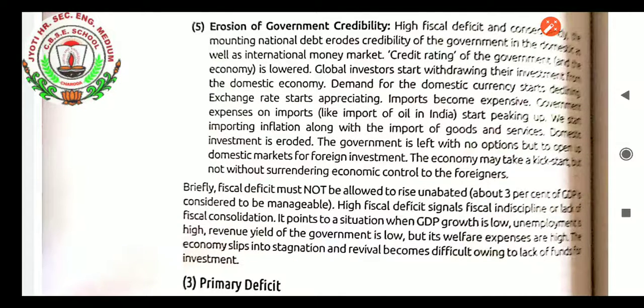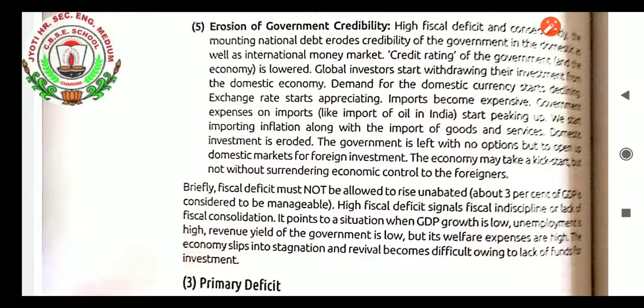Domestic investment is eroded, because whatever investment we are doing is going to outside the country. So in that way, it is very wrong for our nation's development. The government is left with no option but to open up the domestic market for foreign investment. The economy may take a kick start, but not without surrendering economic control to the foreigners. So that is erosion of government credibility.